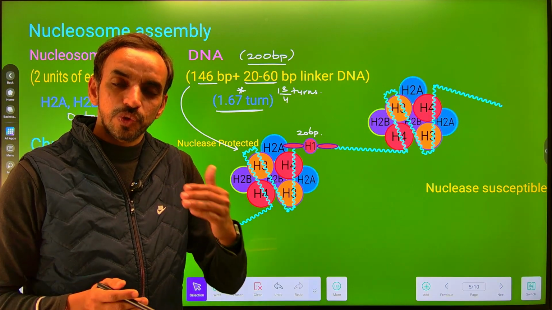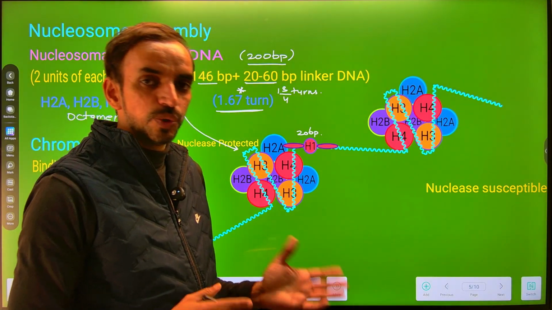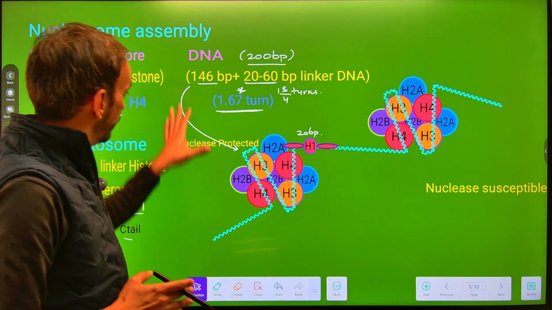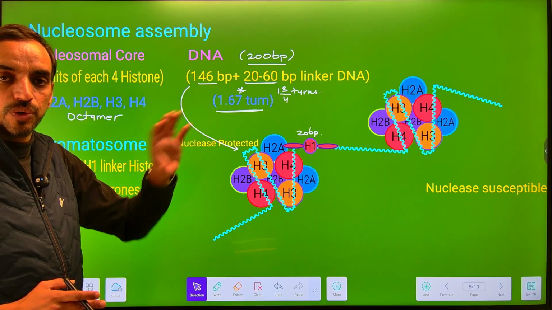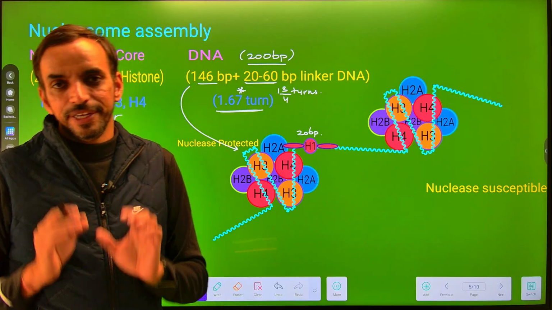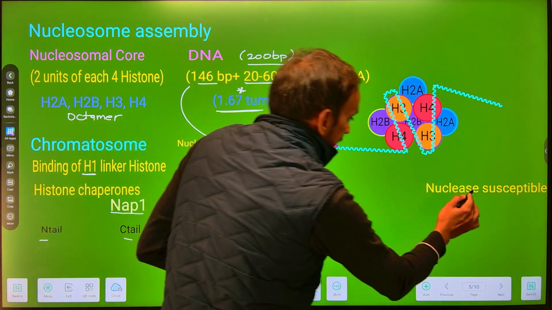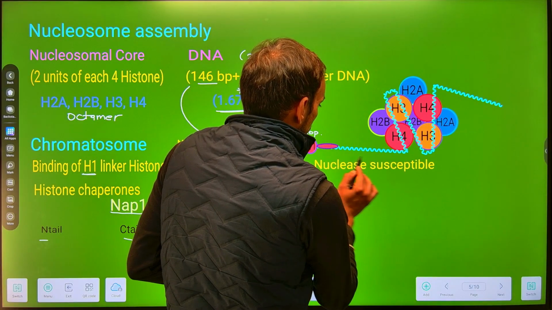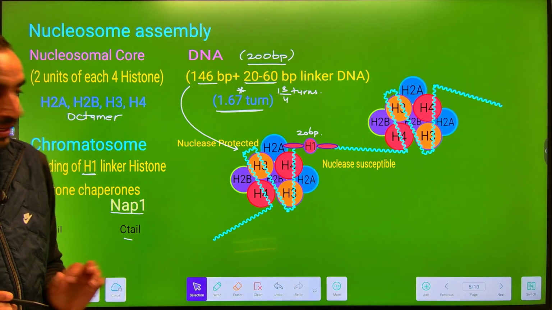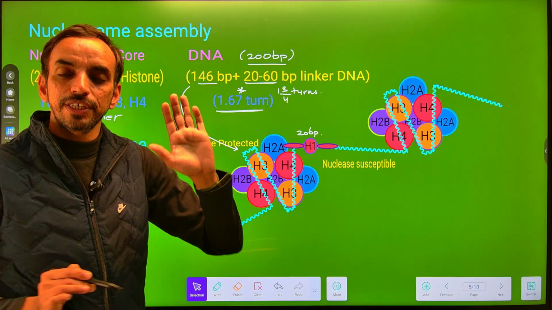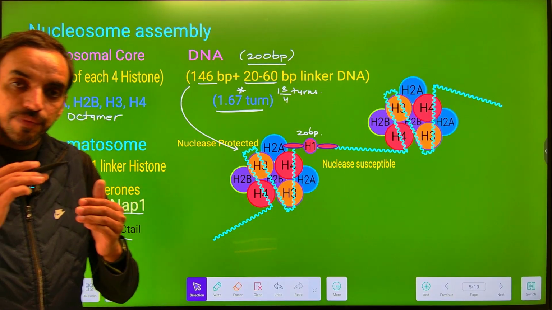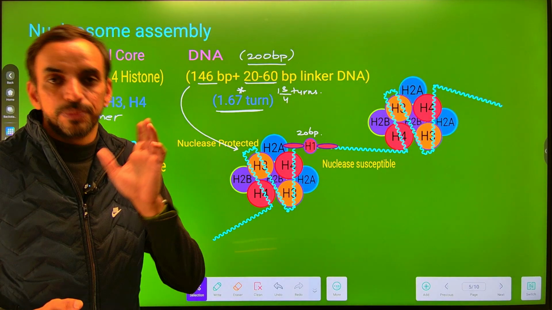Any nuclease, the enzymes that degrade nucleic acids, will not be able to degrade this 146 base pair of DNA. So we can say that it is nuclease-protected DNA, while this linker DNA is nuclease susceptible, which is around 60 base pair. But after the binding of H1 linker histone, it further protects 20 base pair of DNA.